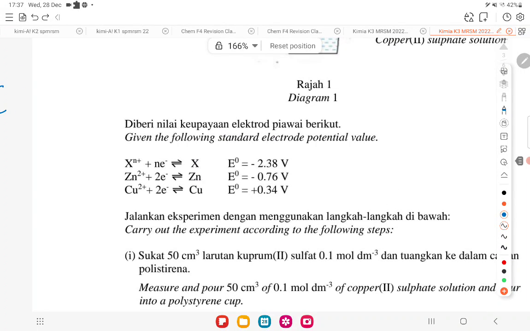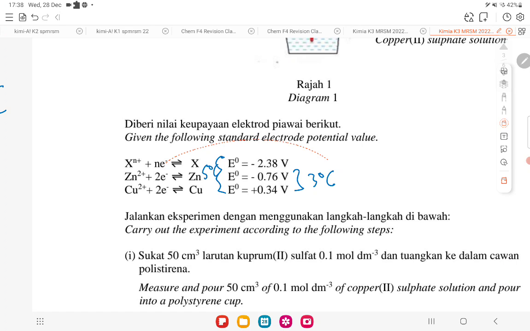Quite simple. Remember, the more negative the E0 value, it means it's a more powerful gangster. So zinc is negative 0.76. It's more powerful than copper, which is positive 0.34. That's why zinc can produce 3 degrees Celsius. But look at the X. X is negative 2.38, which is more negative than the zinc. So X is even more powerful. When X is an even more powerful gangster, X will produce much more temperature, 5 degrees Celsius, compared to the zinc. Okay?